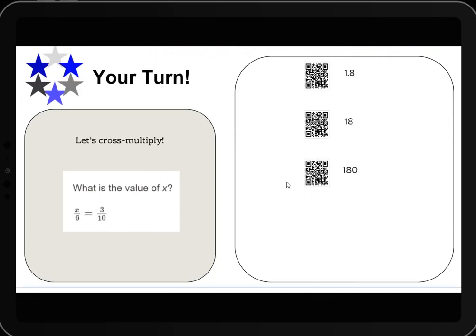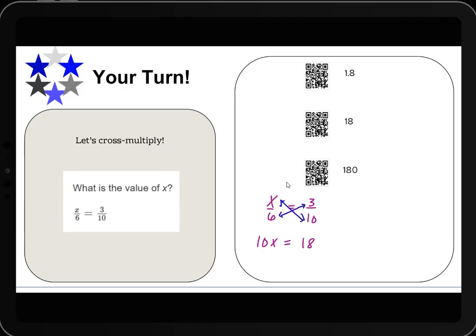So I want you to have a moment to try the cross product property yourself really quick, and let's see what we come up with. So when you have x over 6 equal to 3 over 10, when you cross multiply, we get 10x is equal to 18. Now notice how I just went ahead and multiplied 6 and 3 right away, and then I wrote that product down here. That's 18. And then 10 times x is just 10x.